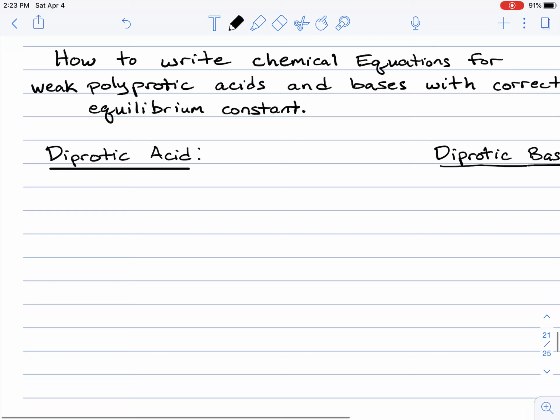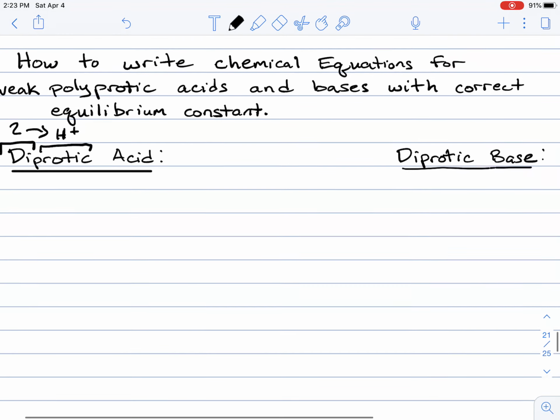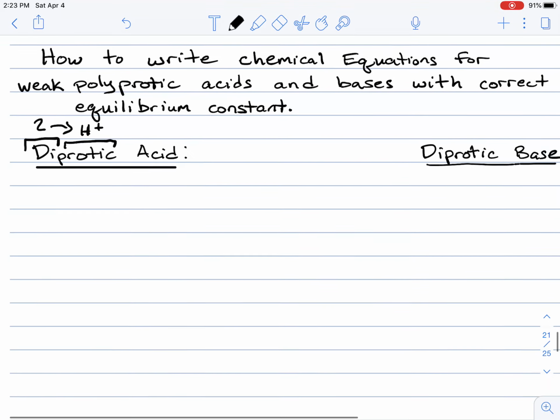There are a couple more terms I want to toss around. This word diprotic acid: di represents 2, and protic represents a hydrogen ion. So this acidic compound will contain 2 ionizable hydrogen ions. And the same idea goes for a diprotic base: this substance can ionize twice.